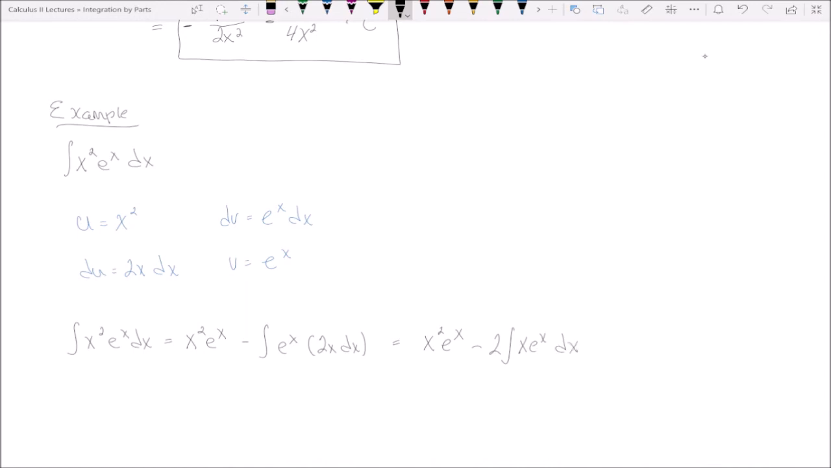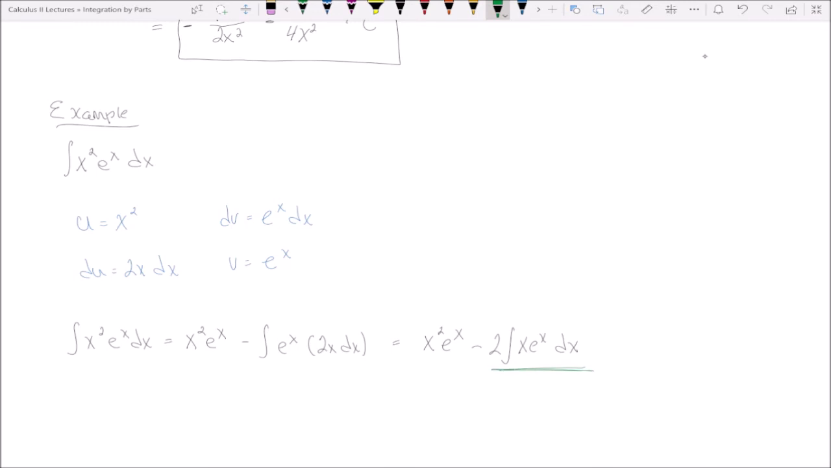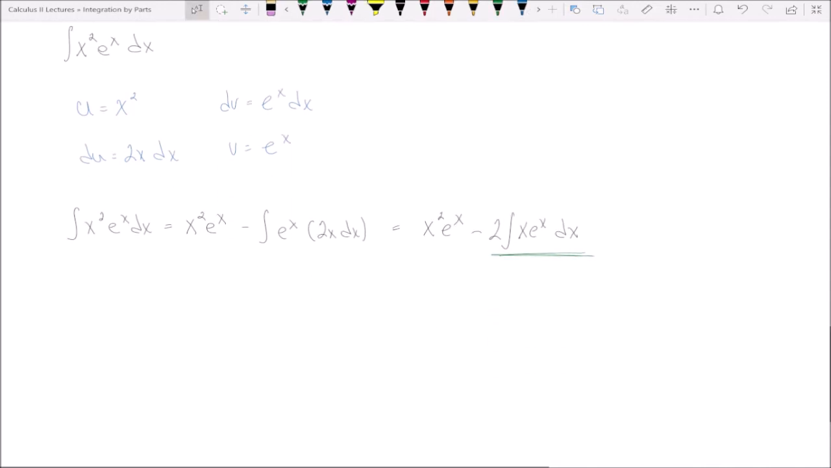Now notice that this second piece also requires integration by parts. So let's call it u sub 1. Let that be x. Then dv sub 1 would be e to the x dx.